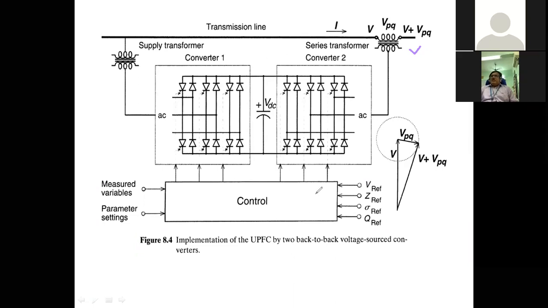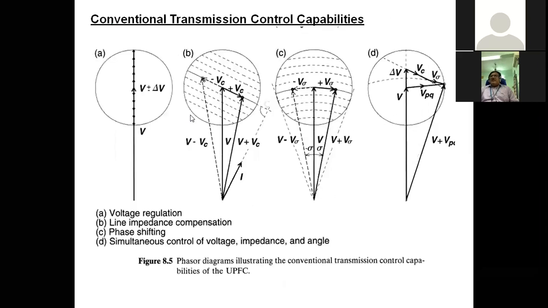Then coming to the next one. In the last class we discussed some control capabilities of this one. There are three control capabilities of this UPFC: voltage regulation control, second line impedance control, third phase angle shift control, and fourth one is a combination of all of these. That means simultaneously all this will be done at the same time. That means independently you can control, and also we can control all at a time. Okay, we'll see one by one.